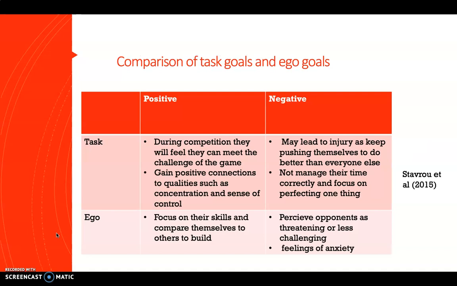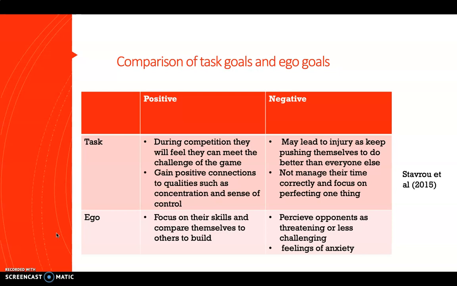We're then looking at the comparison of task goals and ego goals. When it comes to the task goals, the positive of this is that during competition, they will feel like they can meet the challenge of the game. So they feel already motivated that they can go in there and win this, no doubt. A negative to that is if they start losing, their motivation levels may drop because they feel, well, I need to work on this more, I need to do this.